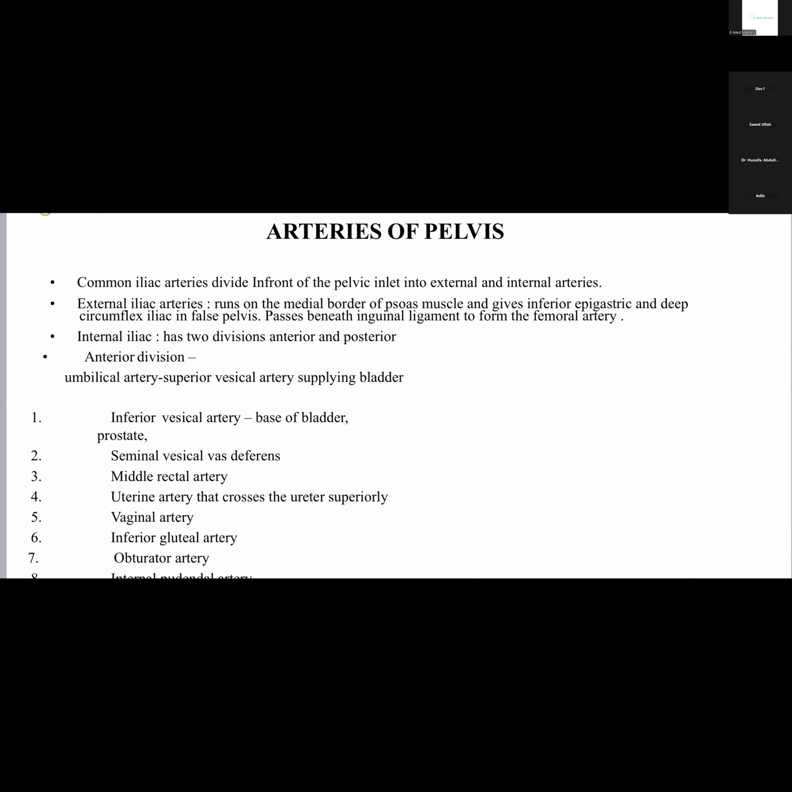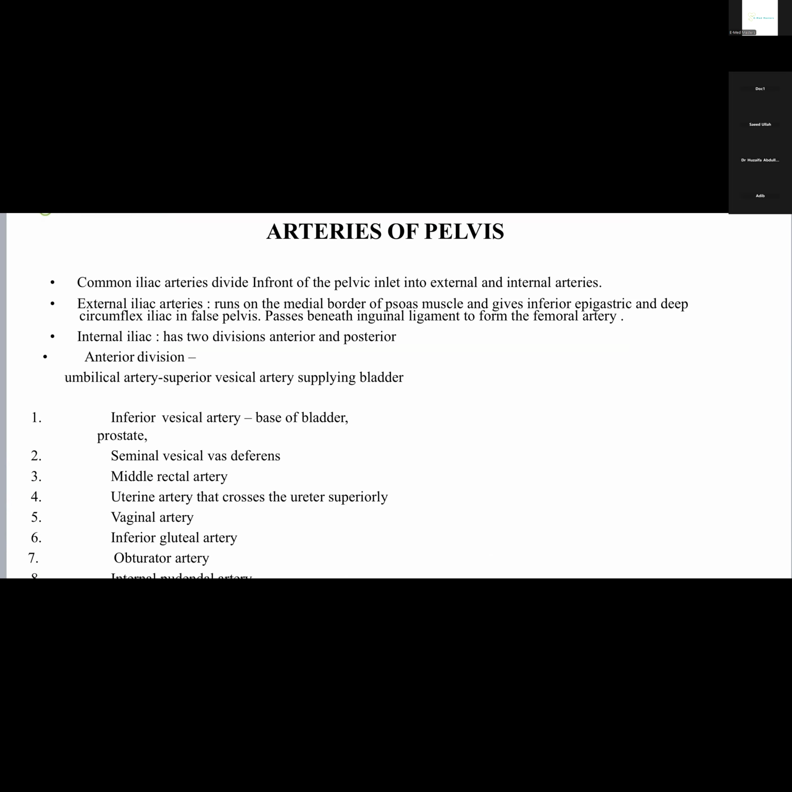So let's talk about the arterial supply of the pelvis. In the pelvis, the common iliac artery divides into two parts, the external and internal iliac artery, in front of the pelvic inlet. I'll tell you in the end from where I have taken this. The external iliac artery and the internal iliac artery.